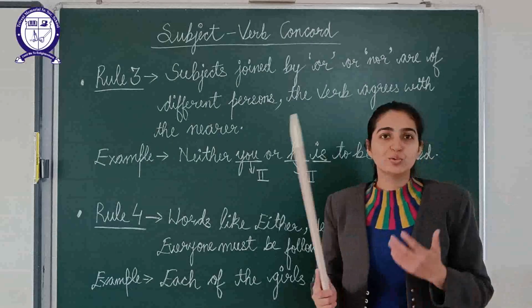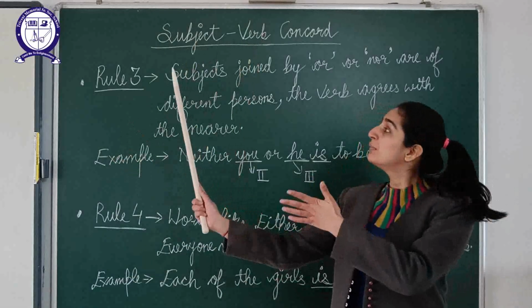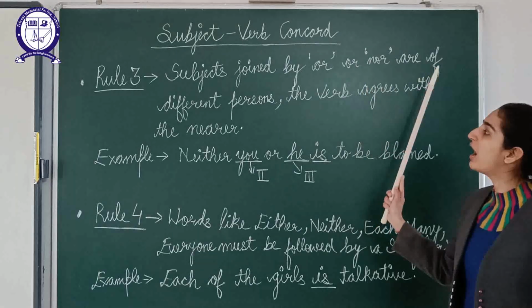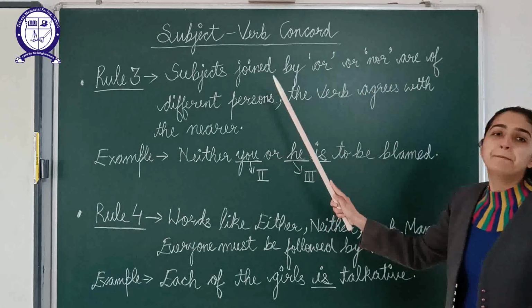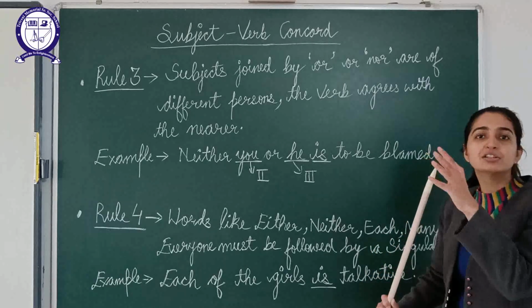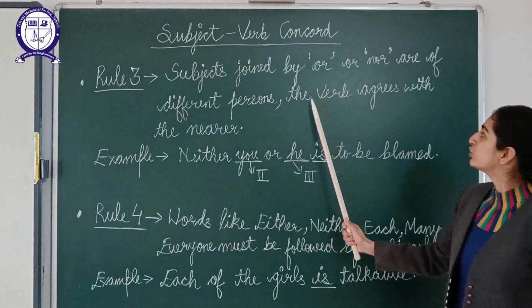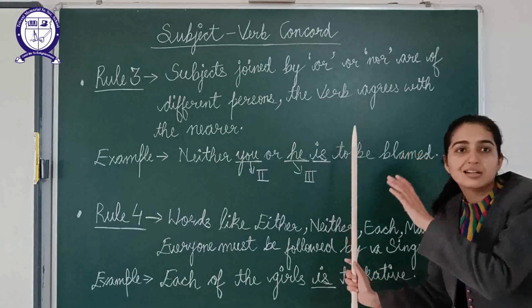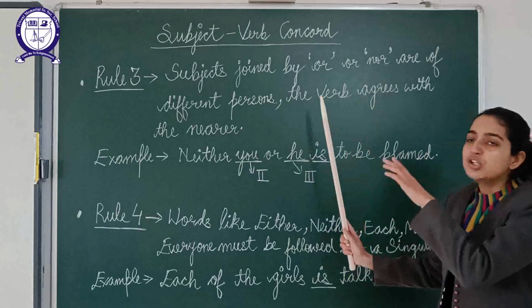So now let us see rule number 3. What does it say? Rule number 3 says that subjects joined by or, nor are of different persons. Different persons means first person, second person or third person, right? So the verb agrees with the nearer, meaning the person which is nearer, that verb we use here.